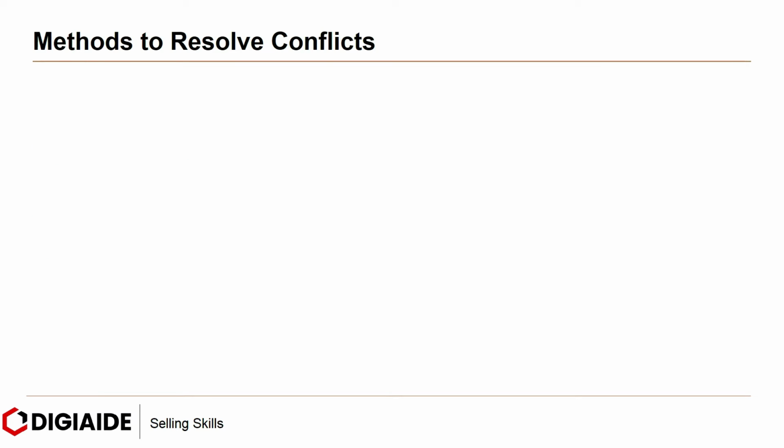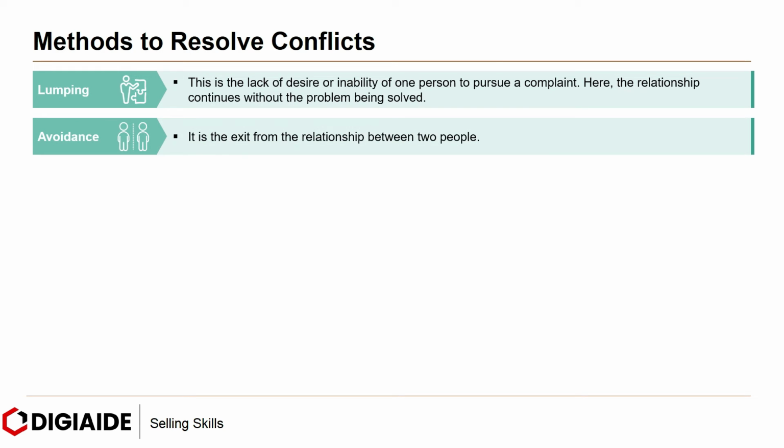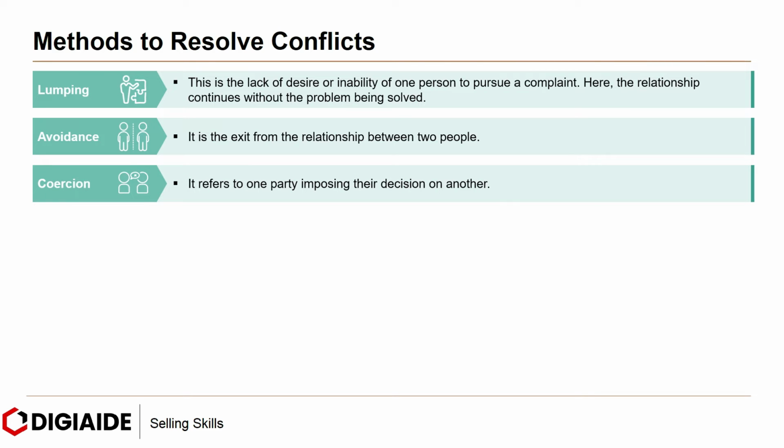And finally, let's look at the methods to resolve conflicts. There are 7 methods, the first being lumping. This is a lack of desire or inability of one person to pursue a complaint. Here the relationship continues without the problem being solved. Next, avoidance. It is the exit from the relationship between two people. Third, coercion. It refers to one party imposing the decision on another.